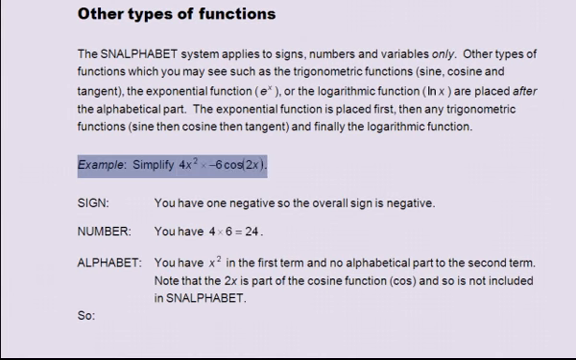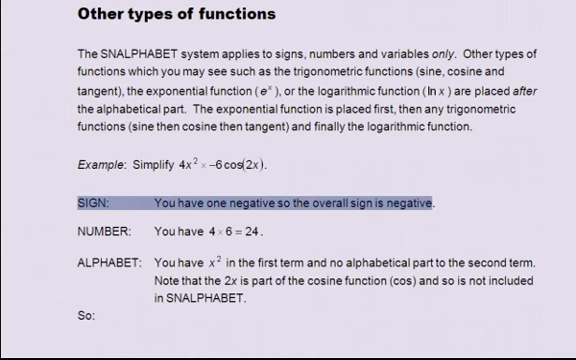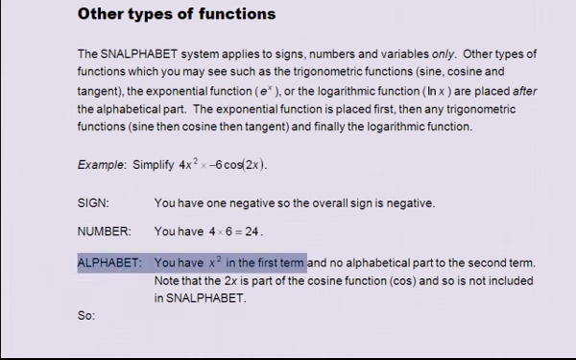Simplify 4x squared multiplied by minus 6 cos of 2x. Sign. You have one negative sign, so the overall sign is negative. Number. You have 4 multiplied by 6, which equals 24. Alphabet. You have x squared in the first term and no alphabetical part in the second term. Note that the 2x is part of the cosine function, cos, and so is not included in SNAlphabet.